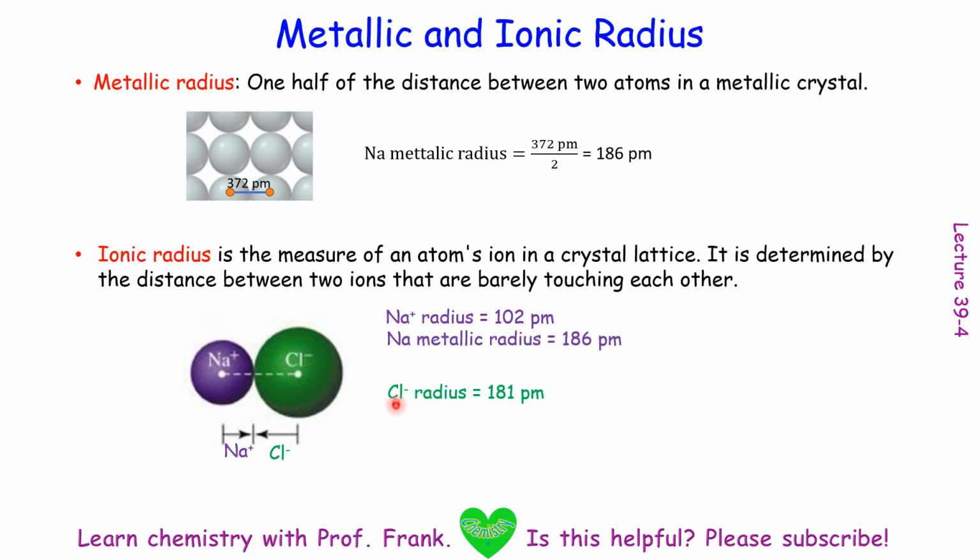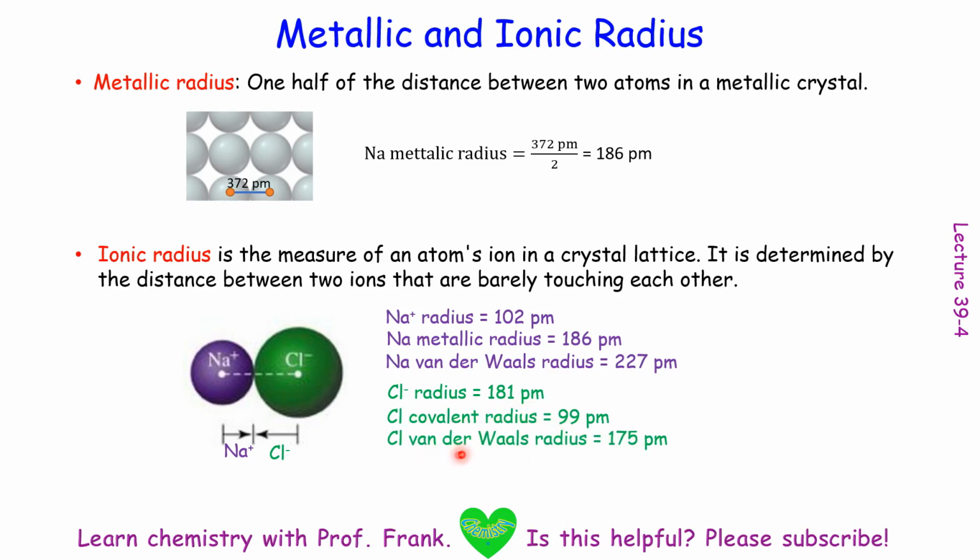But now let's look at sodium's metallic radius, 186. Therefore, the ionic radius is much smaller than the metallic radius. Sodium's van der Waals radius is even longer because it's non-bonding. Let's do the same for chloride. Chloride radius is 181 picometers, but chlorine atom covalent radius is much shorter. However, the van der Waals radius is longer.